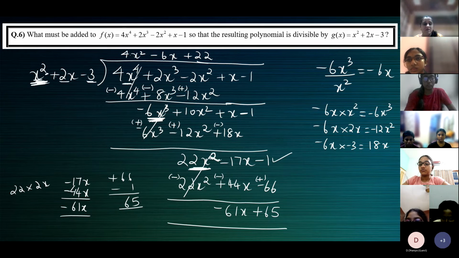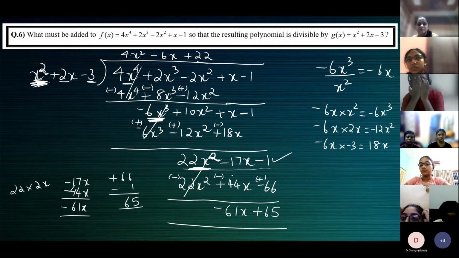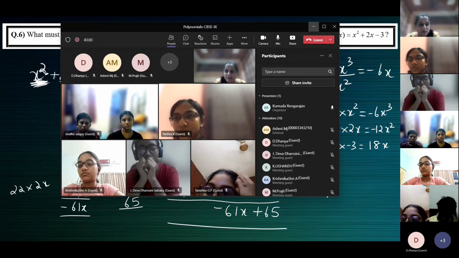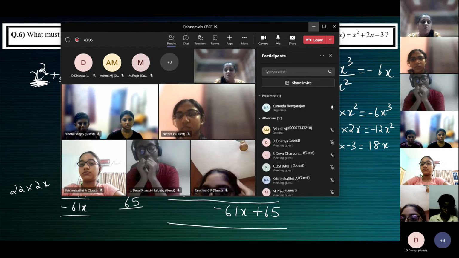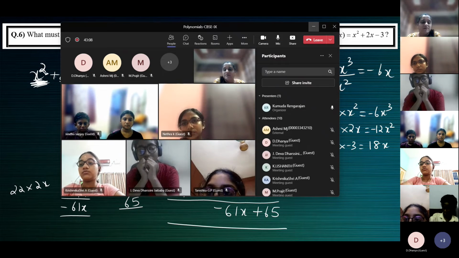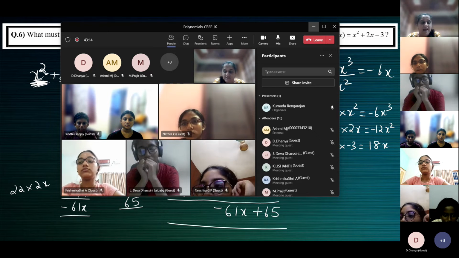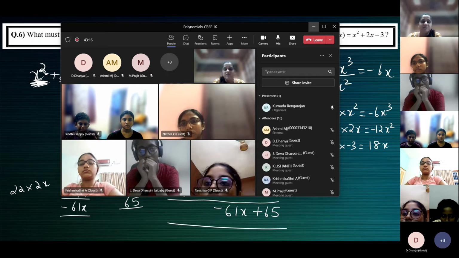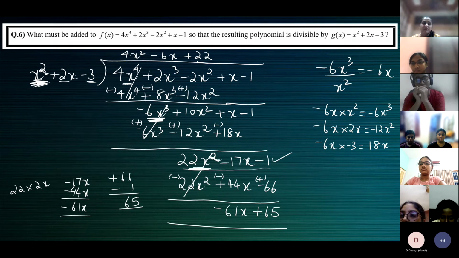The highest power is 2 here, and the divisor's power is also 2. The divisor is quadratic. At this stage, the remainder is quadratic, so you should continue the division. When the degrees are equal, you must continue the division. When the degree of the remainder becomes less than the degree of the divisor, division has come to an end. Stop the division. So this is the remainder. Minus 61x plus 65 is the remainder.